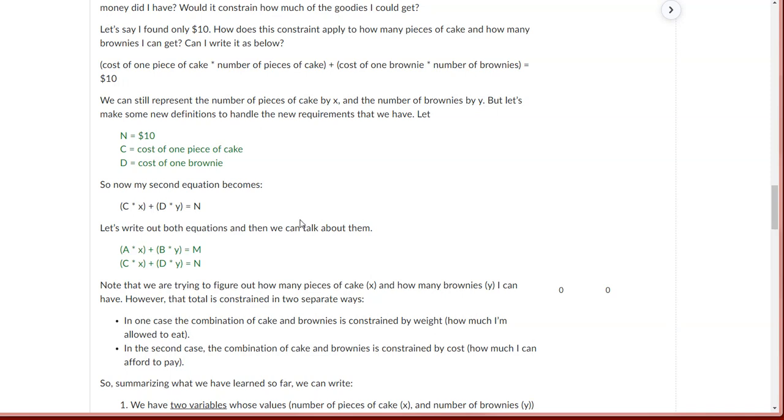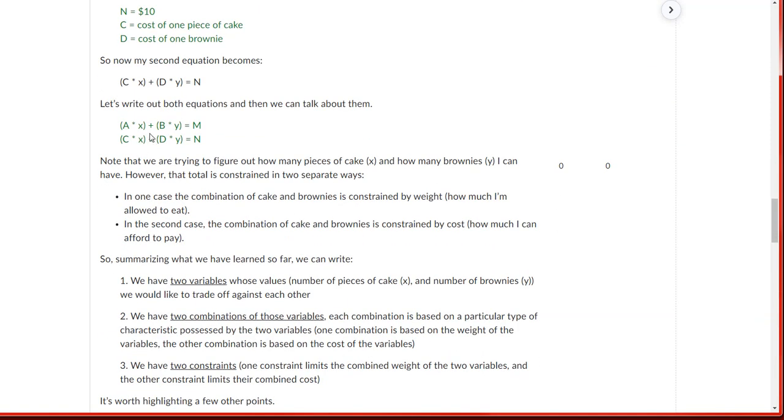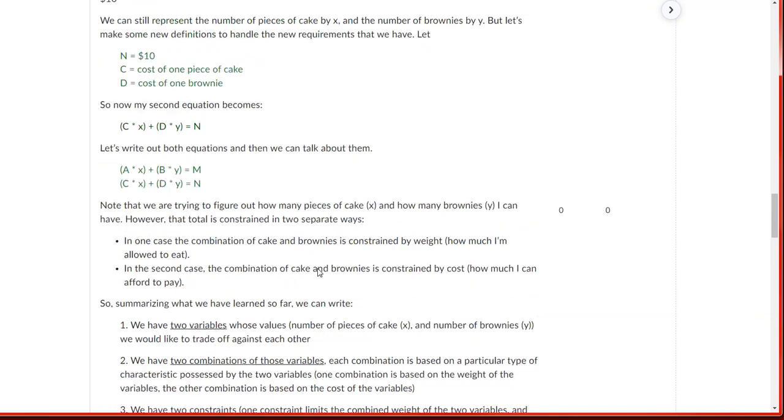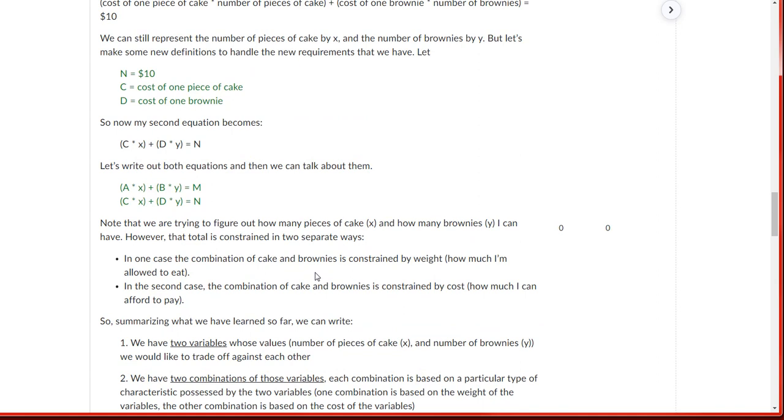So let's have a quick recap. We've got two things, pieces of cake and brownies, which are represented by the variables x and y. And we want to find out how many of each type of thing, number of pieces of cake and number of brownies we can get.